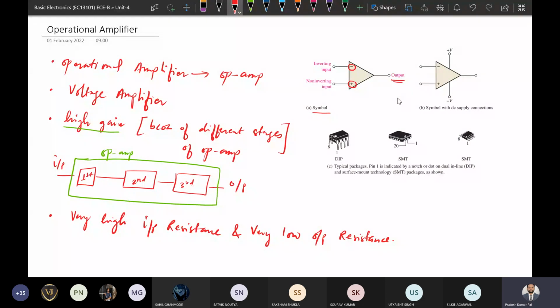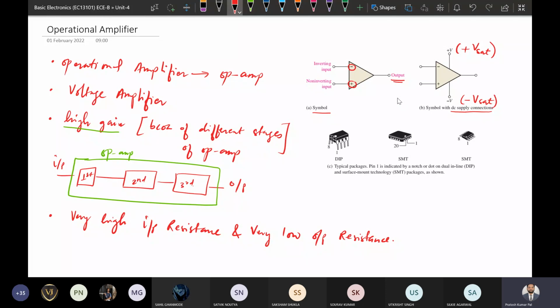If we go with the more complex symbol, here the DC supply connections are shown. These two are the inputs and this is the output. To operate this, two different supply voltages are used. One supply voltage is considered as plus V, and another one is minus V. This plus V is also called plus V saturation, and the negative one is called minus V. Instead of connecting to 0, it is connected to a negative voltage, that is minus V set.